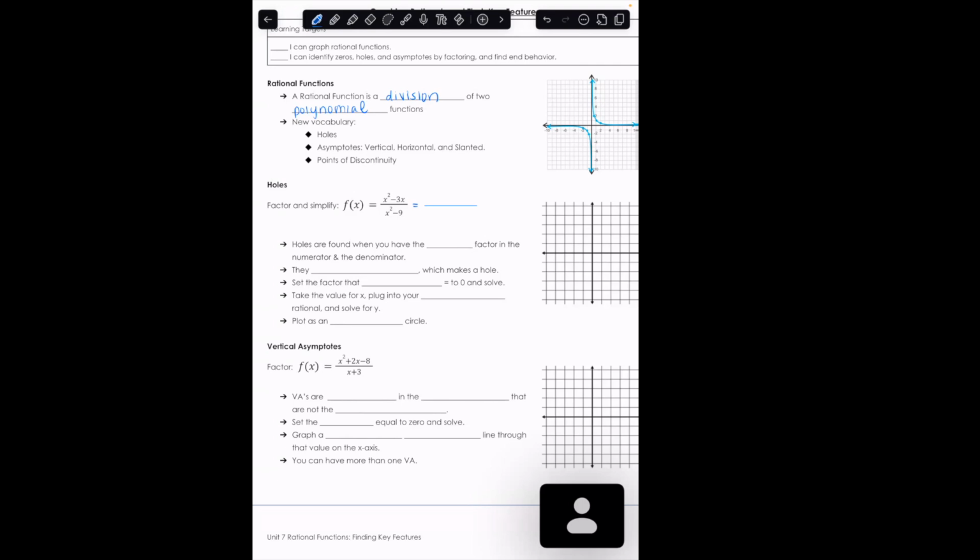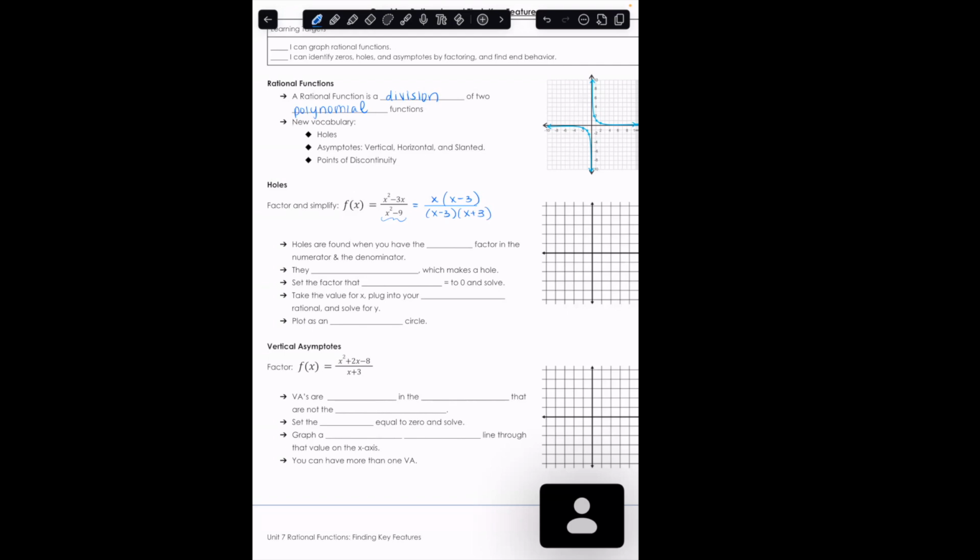So in the numerator here, I have an x squared and a 3x. So these have a GCF of x. Then I have x minus 3. So I'm dividing out an x here. And then on the bottom, this is a difference of perfect squares, right? So x squared minus 9, I can factor to x minus 3, x plus 3.